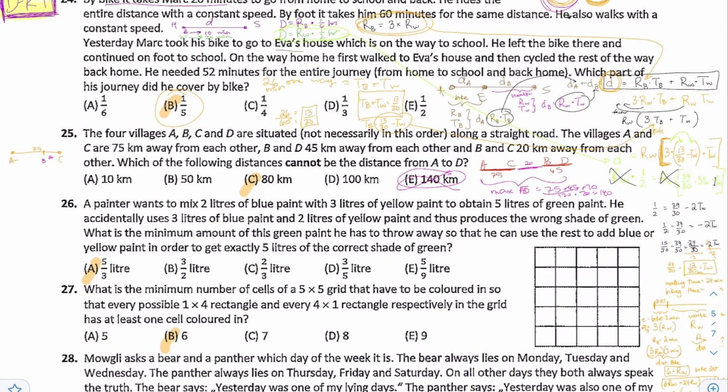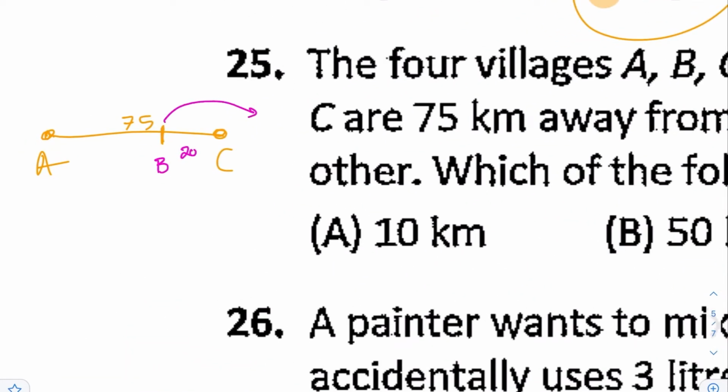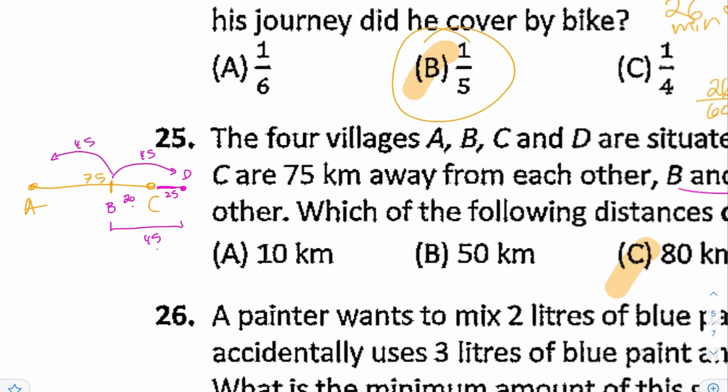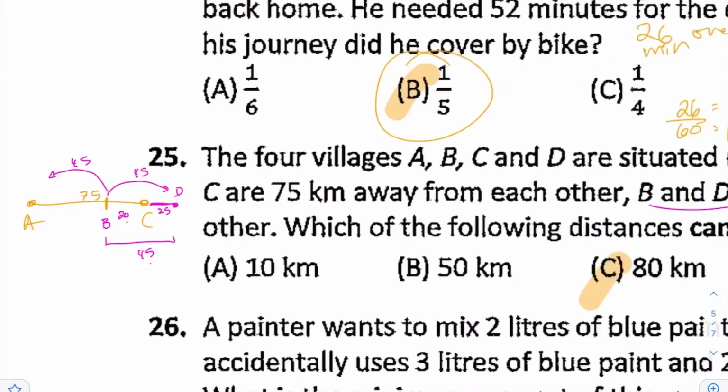Then, well, D could either be to the right or to the left of B. And B to D is 45 away. So you can either have D 45 away from B or 45 this way. So if we pretend that D is to the right of B, this distance would be 45. 45 minus 20 would be 25. So C to D would be 25. And then A to D would be 75, or rather 75 plus 25, which will be 100. So we eliminate choice C.